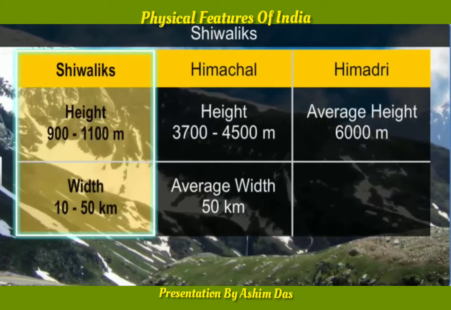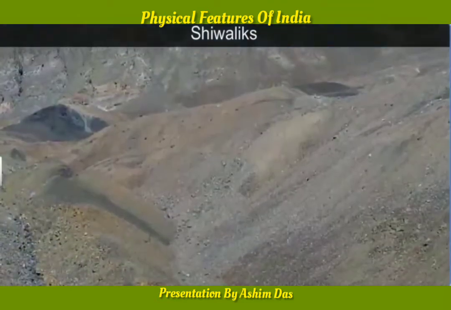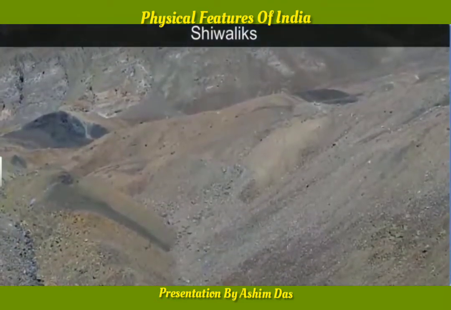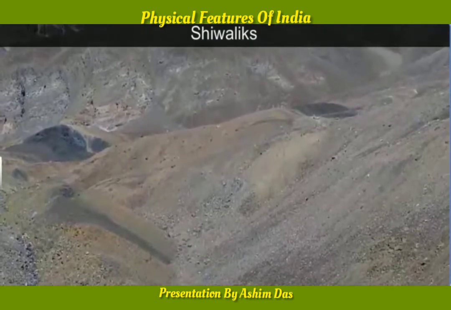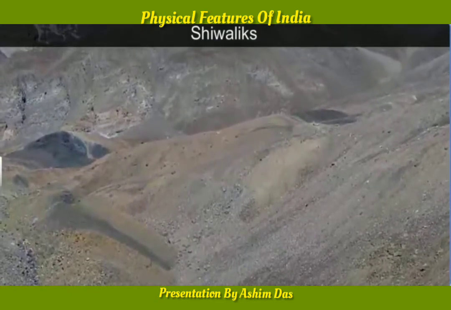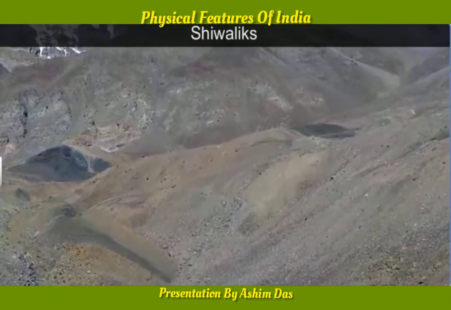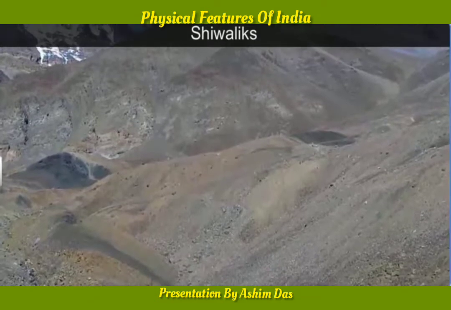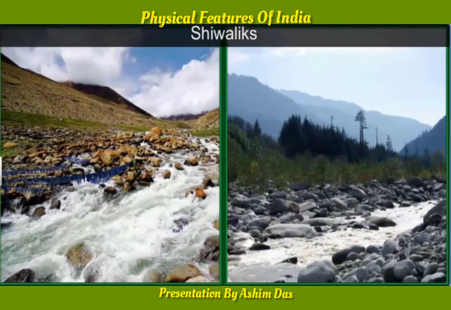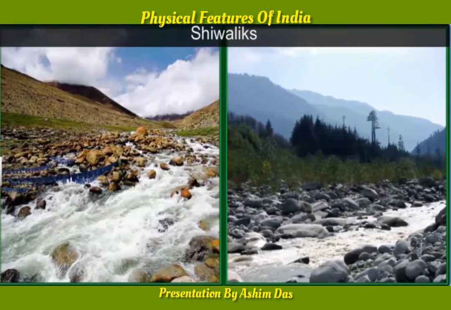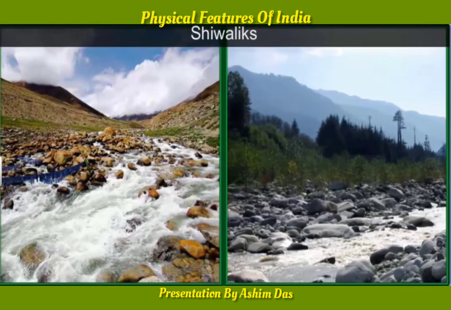This is because this range is built from loose sediments brought down by the rivers flowing from the main Himalayan ranges located up north. The sediment consists of broken stones and soil. Therefore, the valleys of the Shivalik region are covered with thick gravel and alluvium.